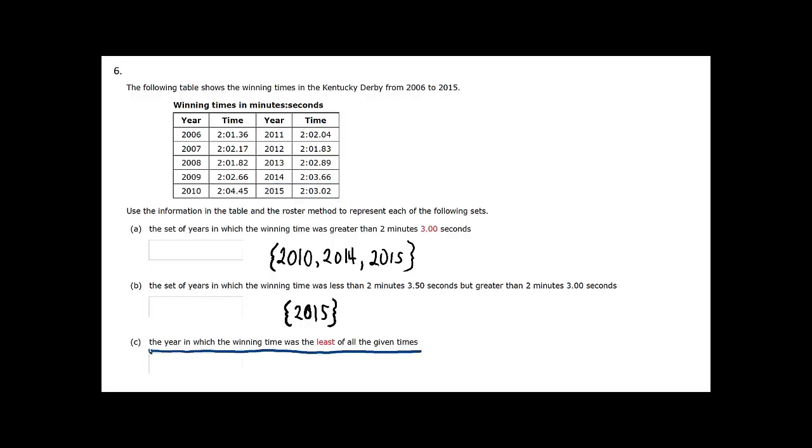And finally, the year in which the winning time was the least of all the given times. Again, you have to scan through there, but it seems that there's only 2 entries that are even in the 201 range, and the smallest of those is the one at 201.36, and that corresponds to the year 2006.